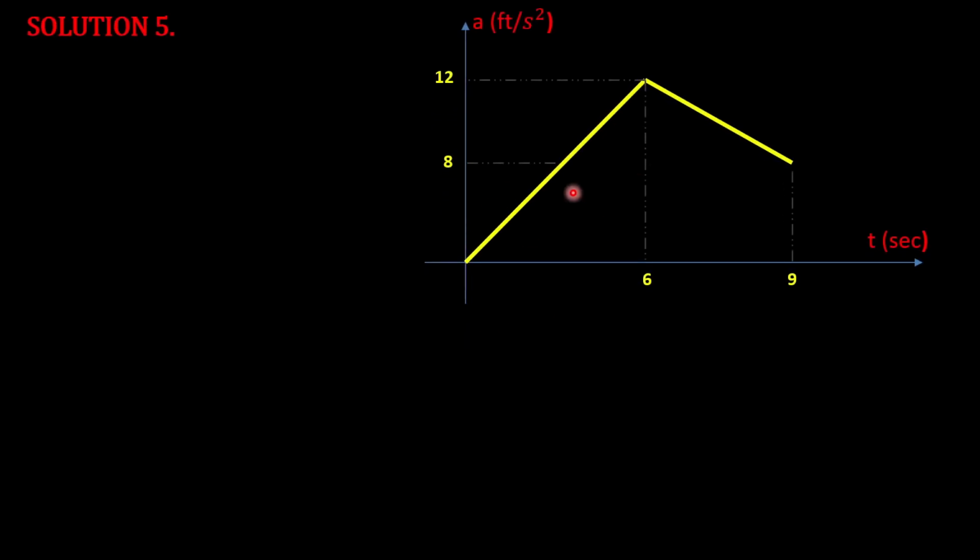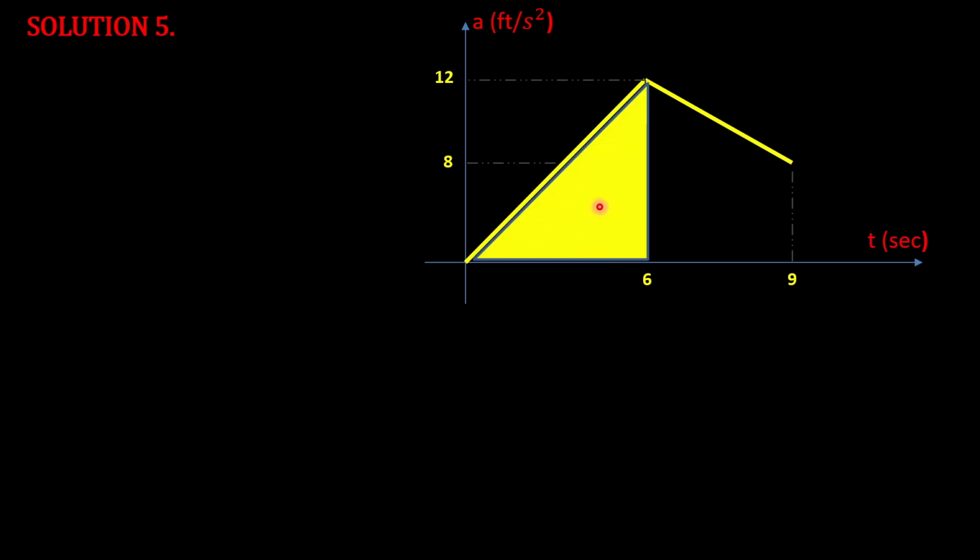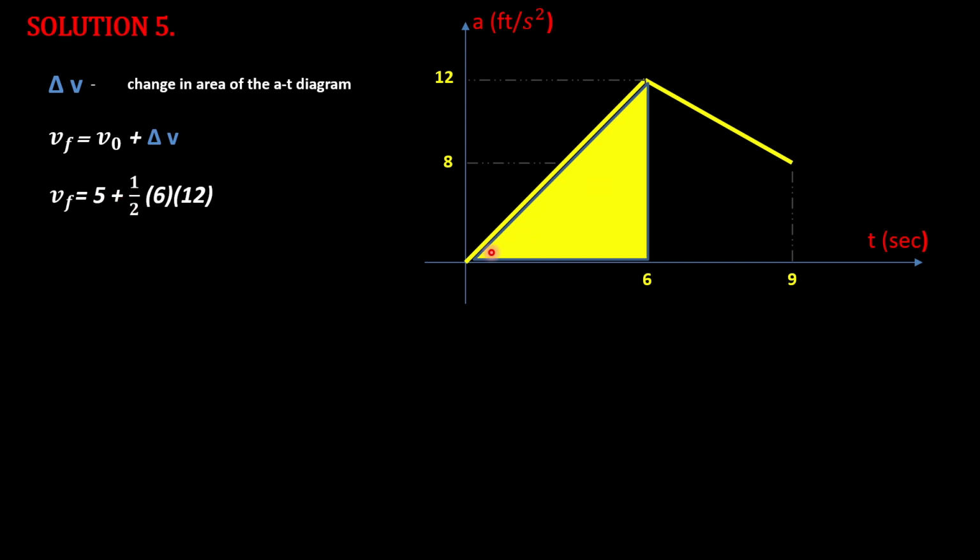Kung 6 seconds lang tinatanong, so meron tayong triangle. So, yung area lang po ng shaded portion yung kailangan natin. Delta V is the change in area of the AD diagram. So, ito yung formula: final velocity is equals to initial velocity plus the area of the shaded portion. So, initial velocity given 5 plus area ng triangle. Alam natin ang area ng triangle is 1/2 base times height. Base niya is 6 seconds. Yung kanyang height is 12 feet per second squared. So, calculating, that will be 41 feet per second. Okay ba? So, area lang po ang kailangan natin.